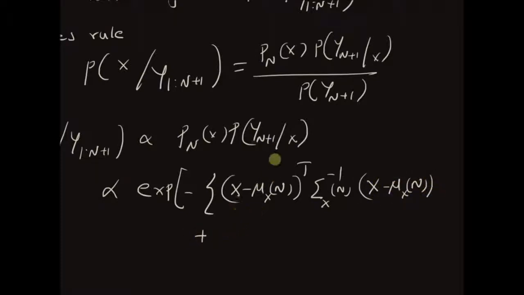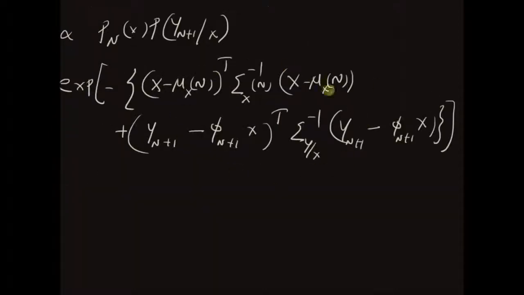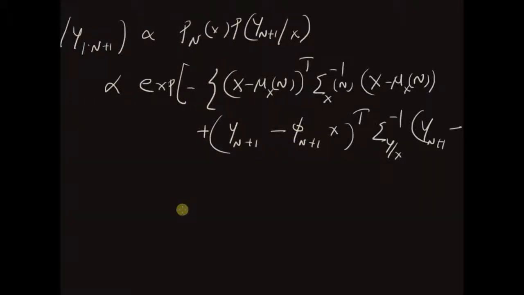Again, we have the likelihood of yn plus 1 given x, which is yn plus 1 minus phi n plus 1 x transpose sigma y given x inverse, and then we have yn plus 1 minus phi n plus 1 into x. So this is the structure of the posterior of x given the new measurement or given the n plus 1 measurements.